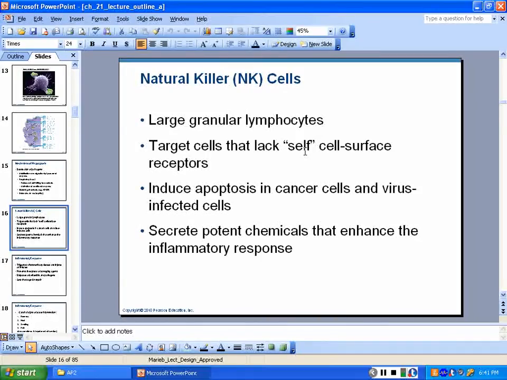So what a natural killer does is it basically attacks any cell that doesn't have a self marker. Commonly, cancer cells and cells infected by a virus do not have that normal self marker that your body cell should have. So that's what tells it to do the attacking. The other part? Natural killers enhance what is known as inflammation, which we're about to talk about.